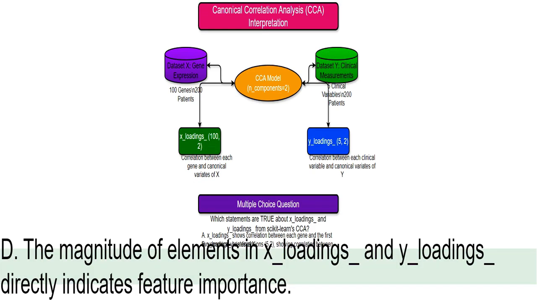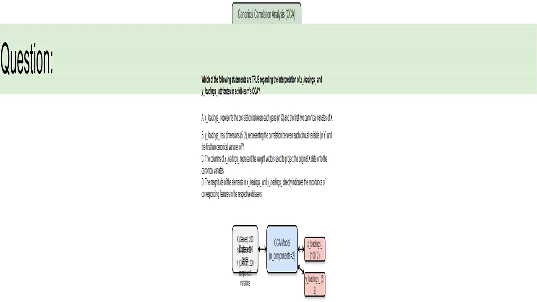Statement D suggests the magnitude of the elements in x_loadings_ and y_loadings_ directly reflects the feature importance. This statement explores whether the absolute size of a loading alone sufficiently conveys the importance of the associated feature. Consider the relative importance of loadings within a canonical variate, not just their individual magnitudes. Which of the following statements are true regarding the interpretation of these attributes?